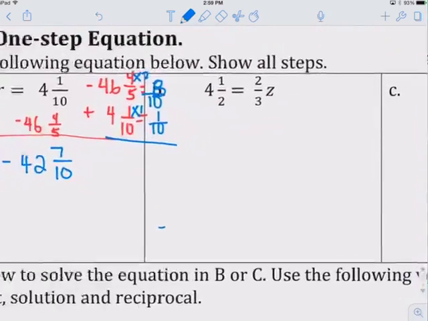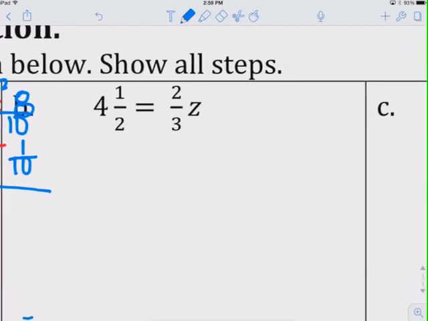So Diana, for this one, which one do we need to get rid of? 2 and 2/3, because it's the coefficient. We call that the coefficient. So this is multiply, so we're really going to divide, right? Divide it by the same number, right?